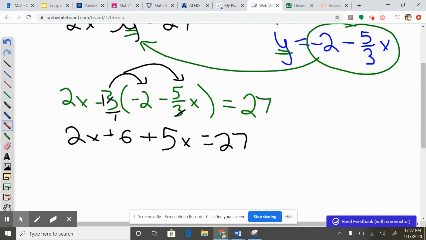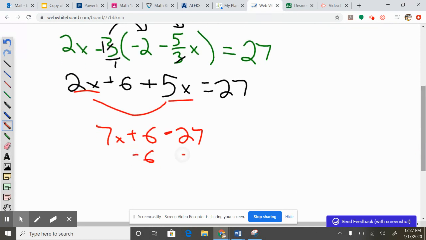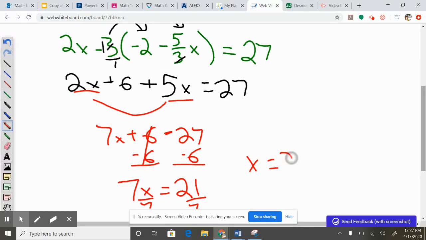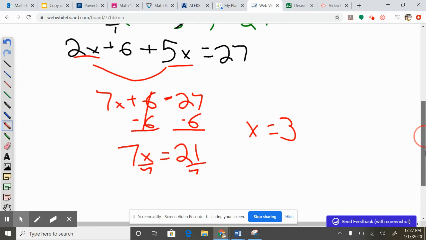Still solving this equation. 2x and 5x makes 7x. Bring down the 6 equals 27. Subtract 6 on both sides. And I get 7x equals 21. Divide both sides by 7. And I should get x equals 3. So all this work was just to get one of my answers. I still need to figure out what y is.